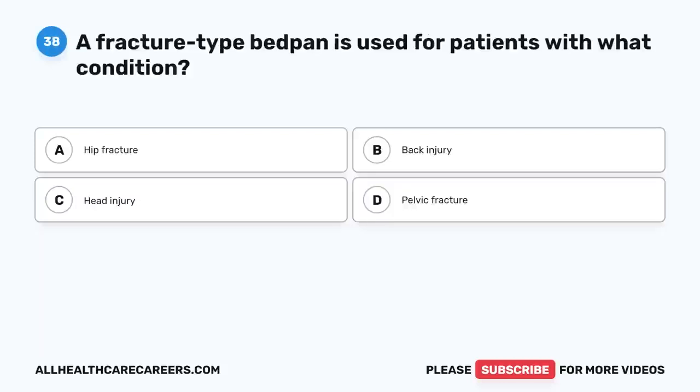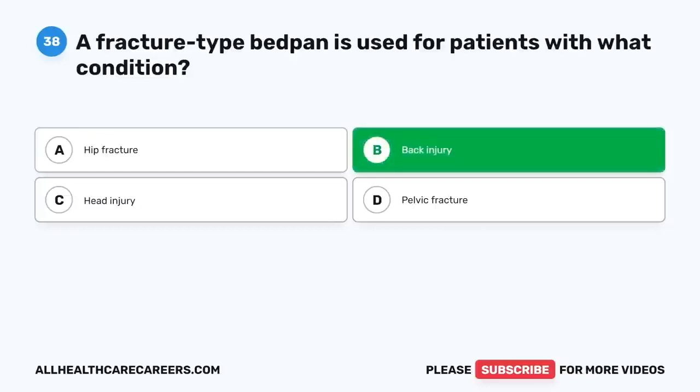Question 38. A fracture-type bedpan is used for patients with what condition? A. Hip fracture. B. Back injury. C. Head injury. D. Pelvic fracture. The correct answer is B.